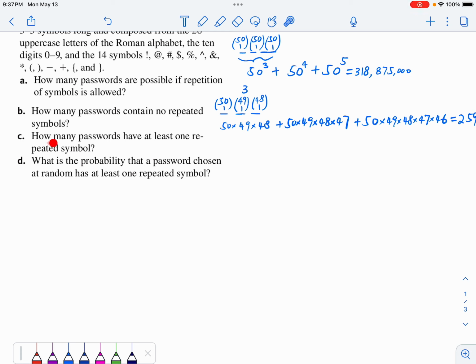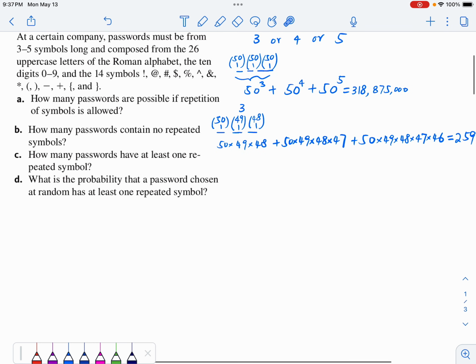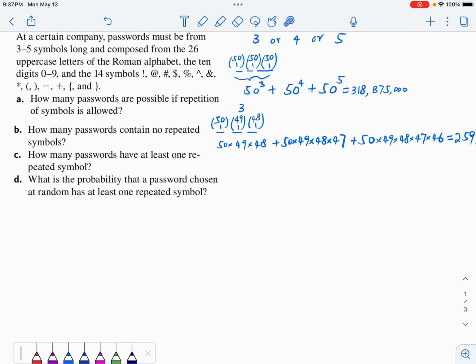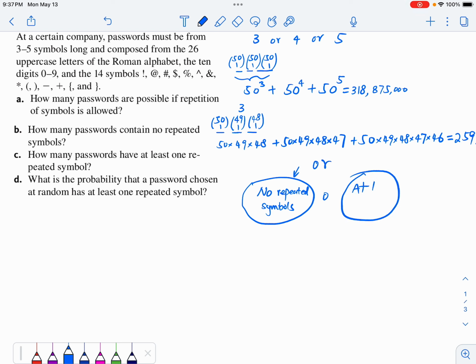Now, part C says how many passwords have at least one repeated symbol. So the passwords fall into two possibilities. The first group is no repeated symbols. It's either that or at least one repeated symbol. So those are the possible passwords. It's either that or that.